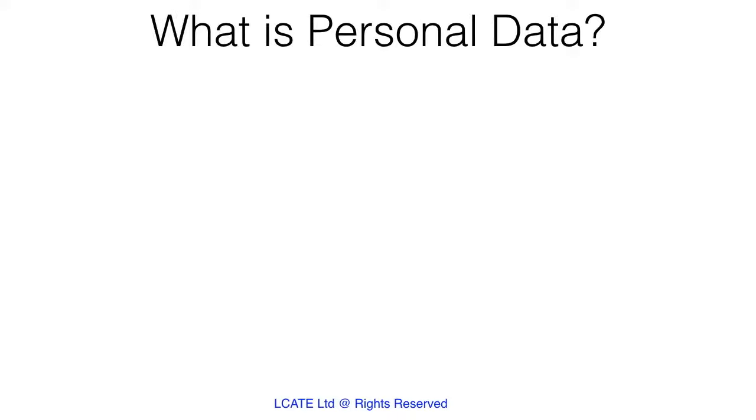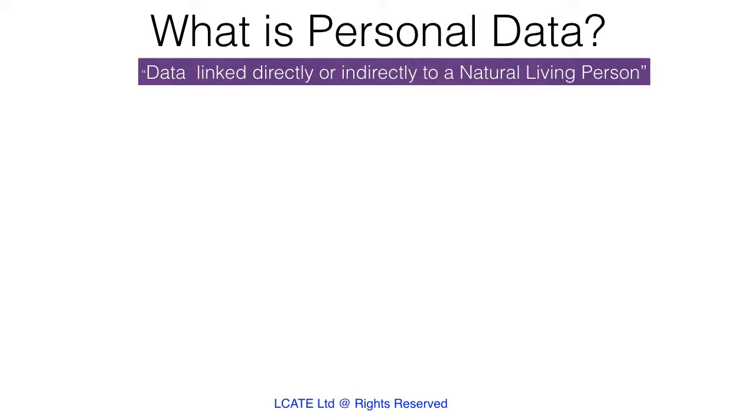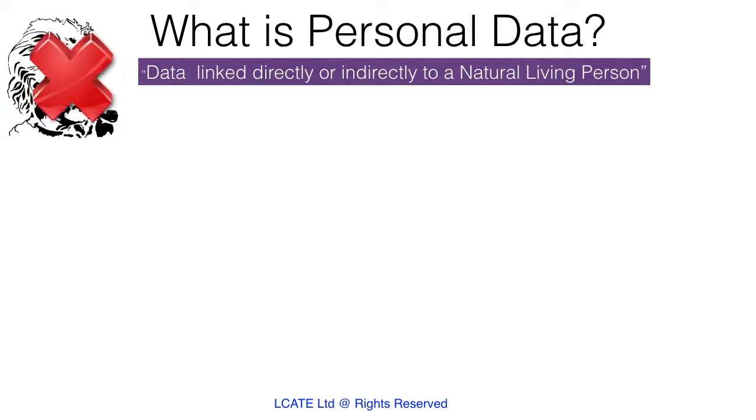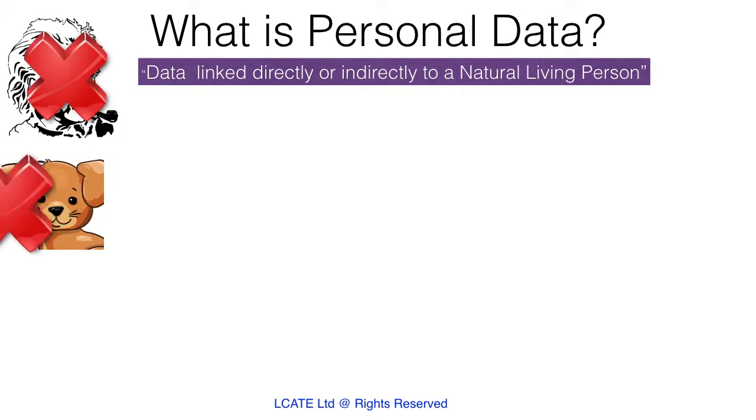Now let's have a look at personal data. So what is personal data? Well, personal data is data linked directly or indirectly to a natural living person. So yes, we can discount Einstein and we can also discount your pet dog.